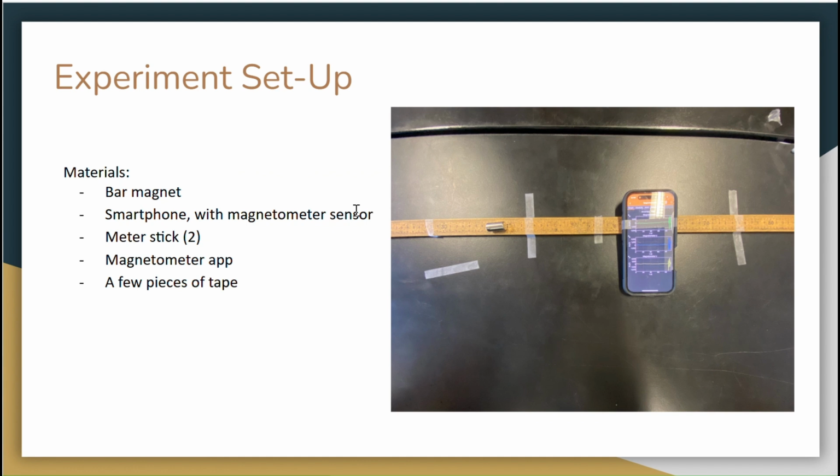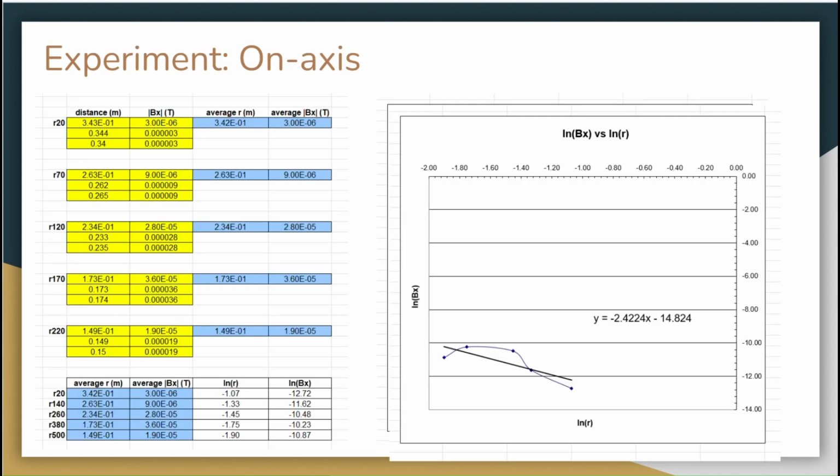Experiment setup. We have the bar magnet, as you can see right here, with the smartphone, with the magnetometer sensor that we're assuming is right there. The meter stick, we got one right here, and later we'll put another one up right there. Magnetometer app is displayed, and some tape is useful.